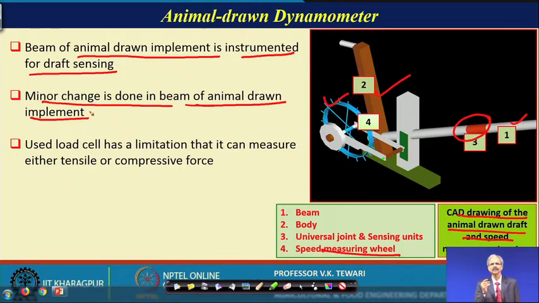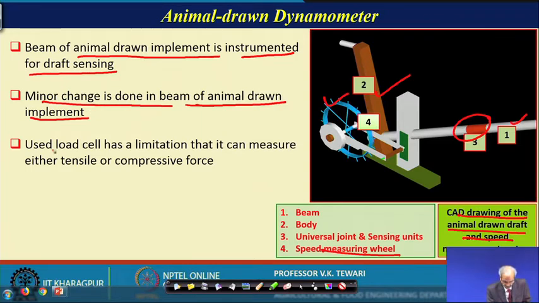There need to be some changes compared to what you have done over there, because of the construction of this and because of the way it is connected to the animal, which is the source of draft power.